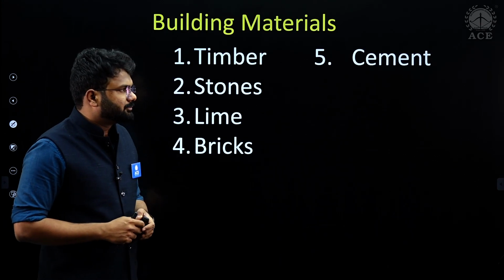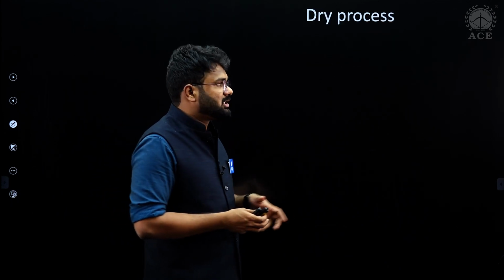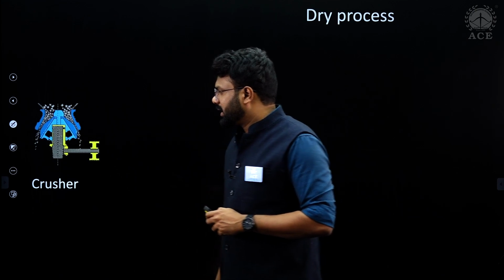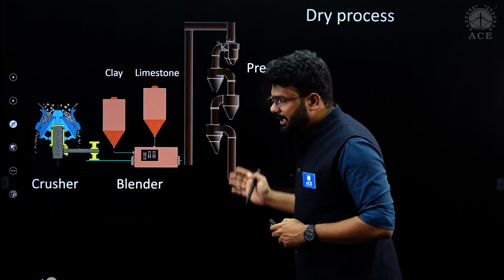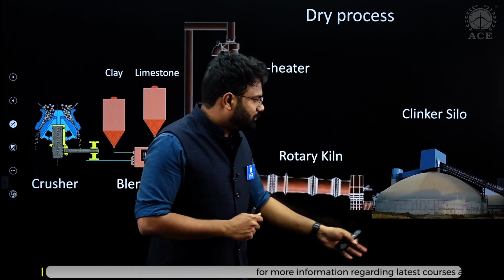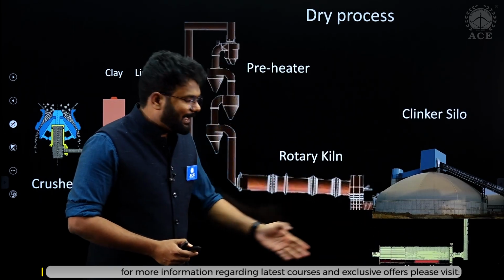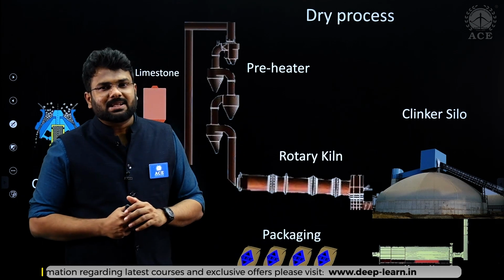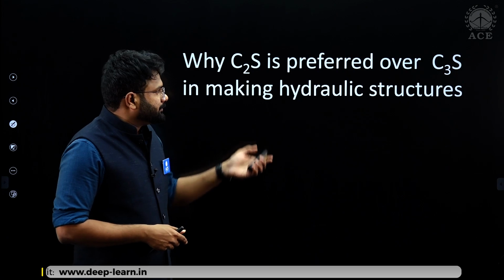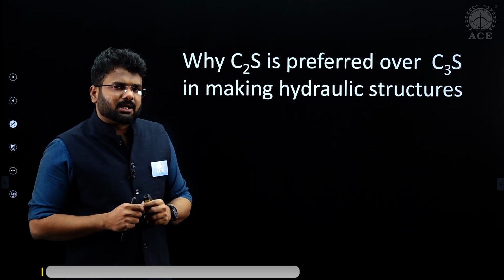Now, cement, how the manufacturing is done in cement. Let us say the dry process. In this, we have to understand the crusher, blender, preheater, then your rotary kiln, then your clinker silo will come, and your ball mill, and then you will get your packaged cement. After this, we will understand different questions.